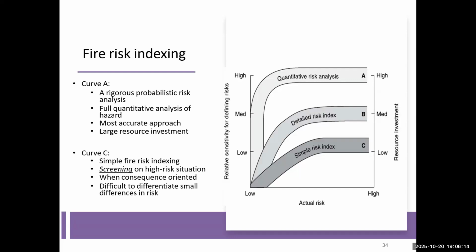On the other hand, we have curve C. Curve C represents a very simple fire risk indexing. The great strength of curve C is its very low cost, and it gives us very fast speed to make decisions, making it perfect for screening a large number of buildings to quickly identify the high-risk situations that need immediate attention. But the trade-off of curve C is that it is less sensitive. It is excellent for analyzing big problems, but may not be reliable to distinguish between two similar low-risk buildings. So sometimes we can use curve A, but sometimes we can use curve C. It depends on your problem and the complexity of your problem.